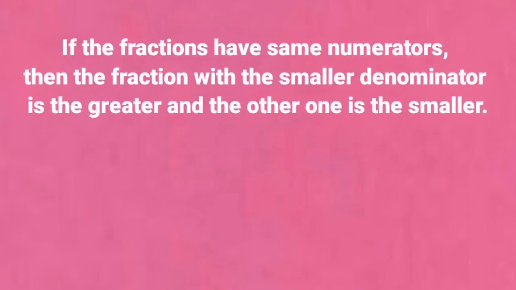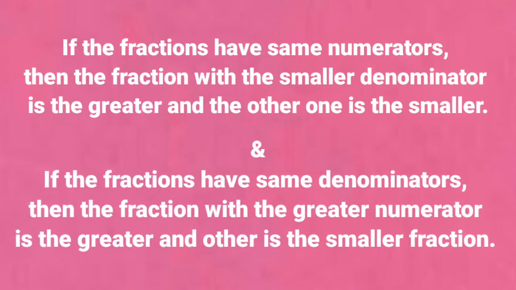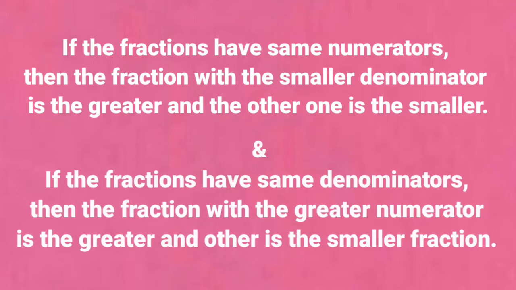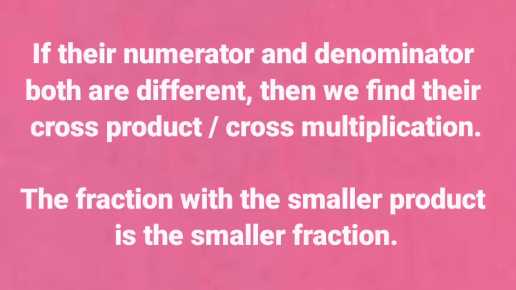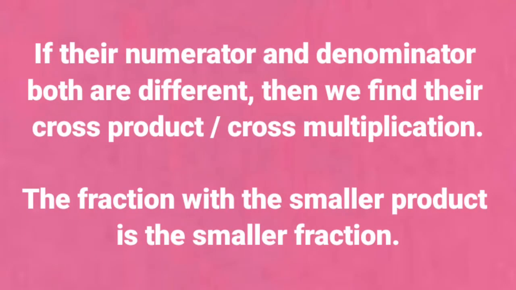If the fractions have same numerators, then the fraction with the smaller denominator is the greater and the other one is the smaller. And if the fractions have same denominators, then the fraction with the greater numerator is the greater and the other is the smaller fraction. Got it? And if their numerator and denominator both are different, then we find their cross product, means cross multiplication, right? The fraction with the smaller product is the smaller fraction.